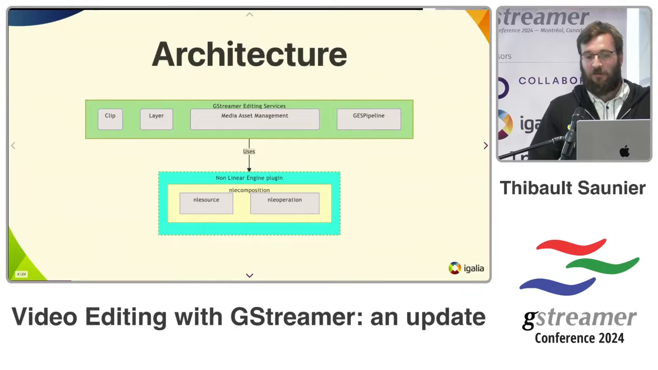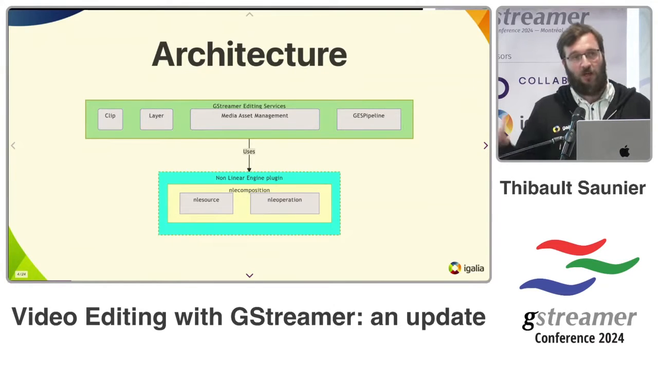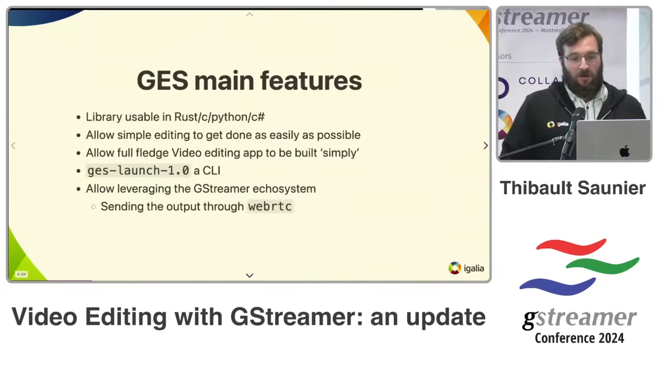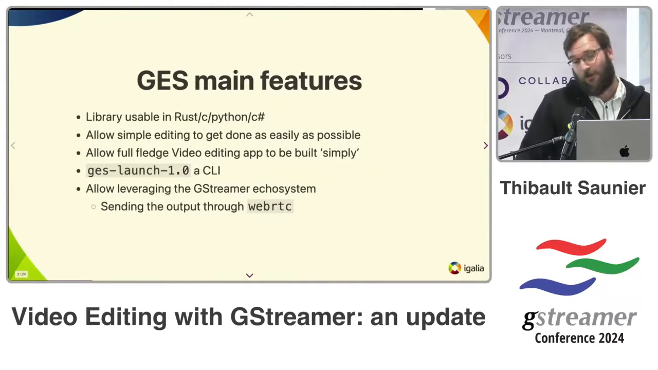The second one, which wraps NLE and offers a much higher level API, is libges. The main feature of that second layer is that it's a C library. It's introspectable, so you can use it in Rust, in Python, etc. Most people these days just use it in Rust, people I know at least. The API is pretty high level, and you can write a simple video editing application quite easily with it. But it's also very flexible, and we can build full-fledged video editing software with it too.